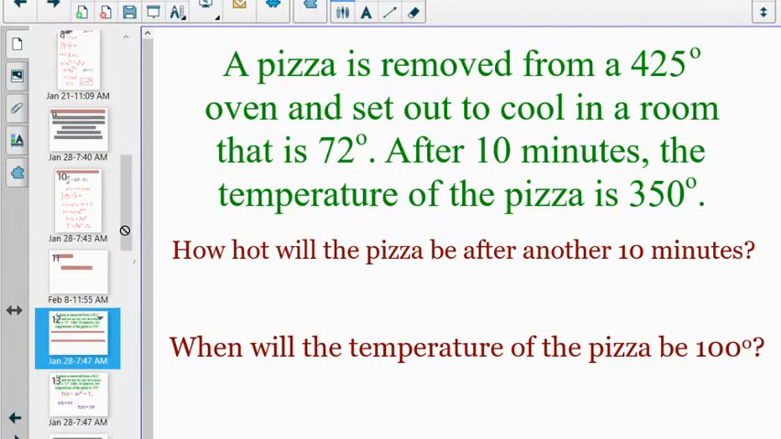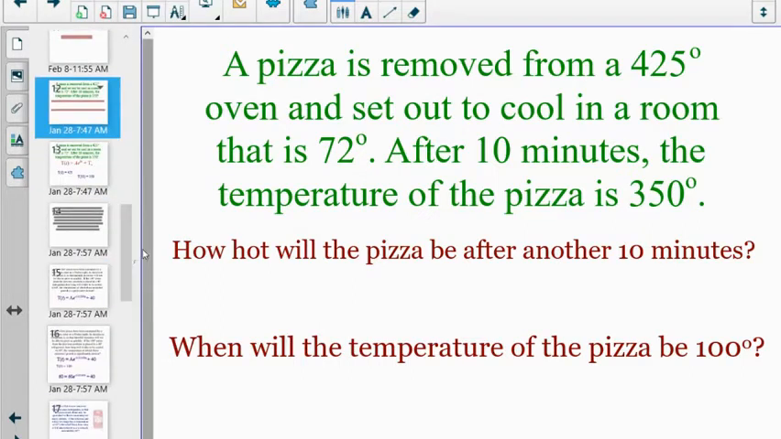So the first situation I want to take a look at is if we have a pizza removed from a 425-degree oven, set in a room to cool that is 72 degrees. After 10 minutes, the temperature of the pizza is 350 degrees. I would like to know how hot the pizza is after another 10 minutes, and when the temperature will be 100 degrees. Those two questions are both going to be very easy once we have an equation.